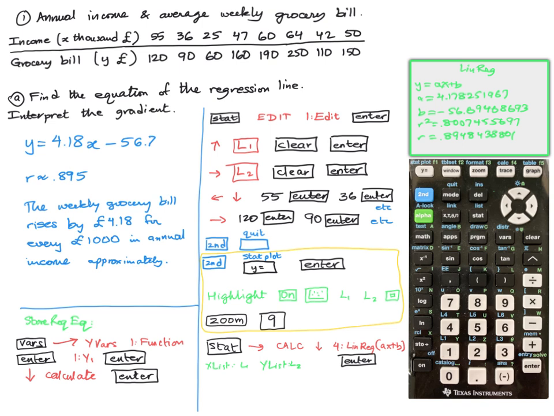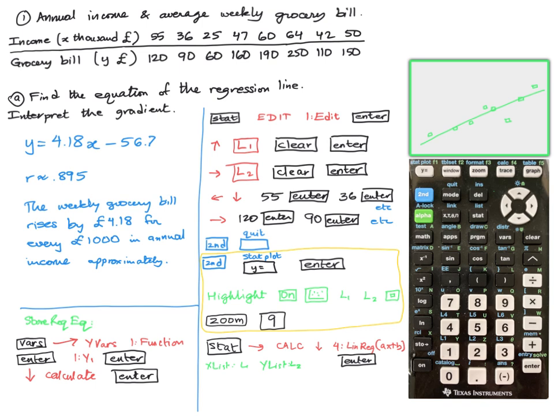A rise of 4.18 pounds in grocery bills per week for every 1,000, because as X is measured in 1,000, for every 1,000 pounds of annual income. And again, it's an approximation because the data didn't fit perfectly. Now, very quickly, I recommend that you hit the graph button just so that you can see the line drawn in the middle of that data. This wasn't something that was asked for in the problem, but it's still an interesting thing to do.